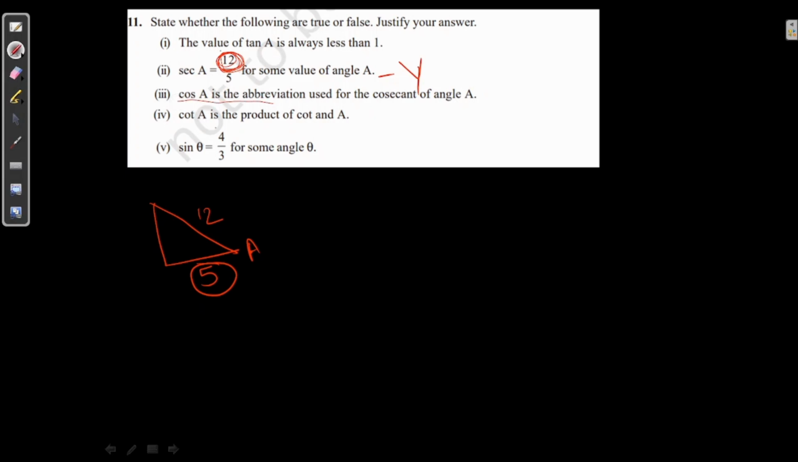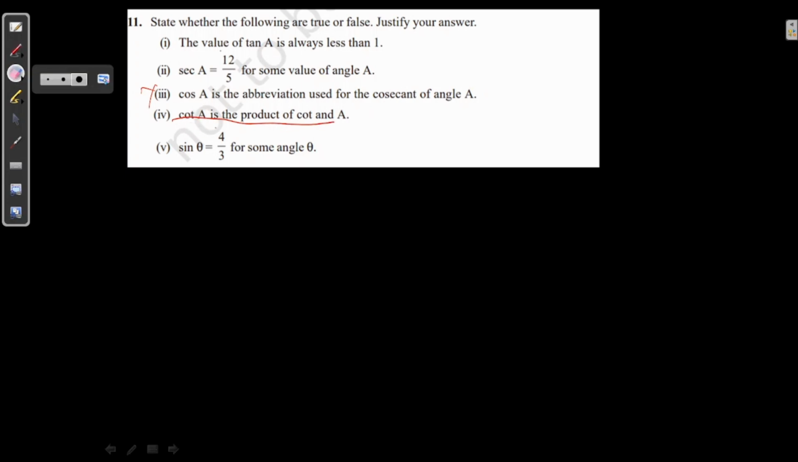Cos A is abbreviation used for cosecant of angle A. No. In class I have explained cos was actually cosine. Cosecant was cosec. That was opposite of sine. Remember? So the third one is false. Cot A is product of cot and A. No. Actually it is cotangent of angle A. That is not product. I have explained in the classroom everything. Do you all remember? All these things were told.